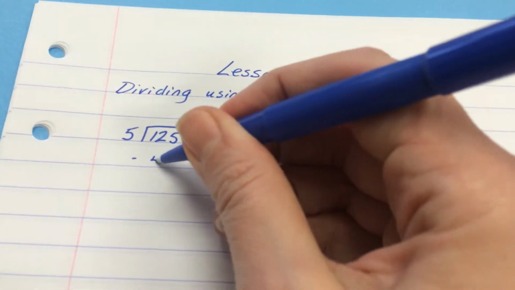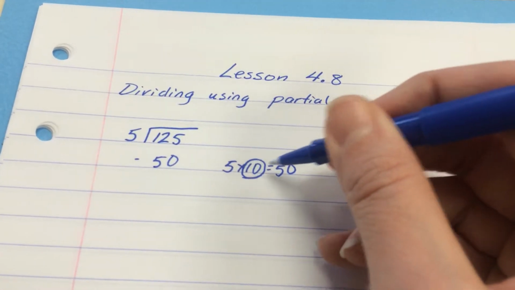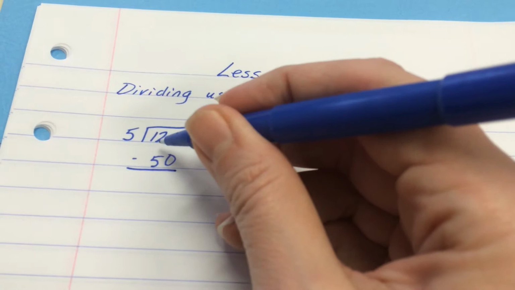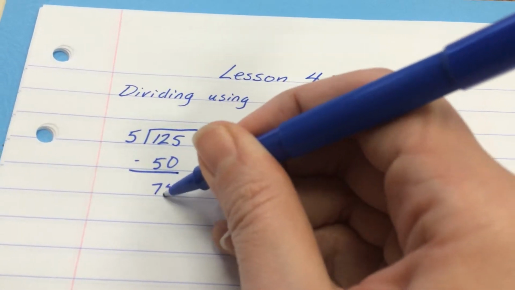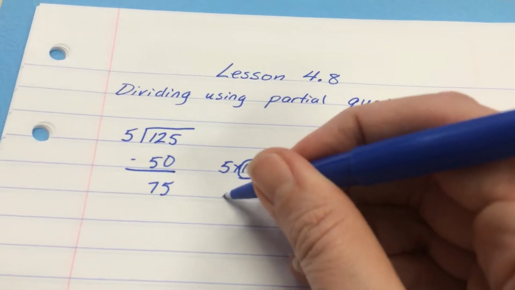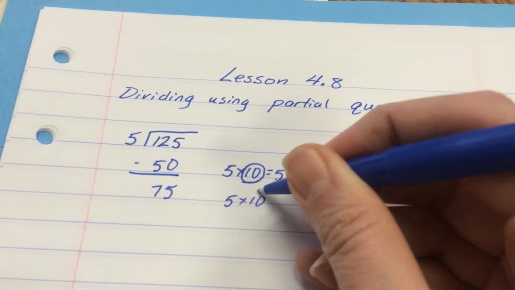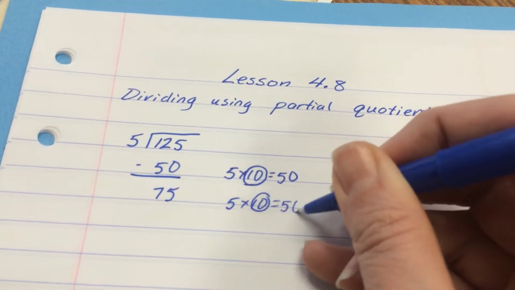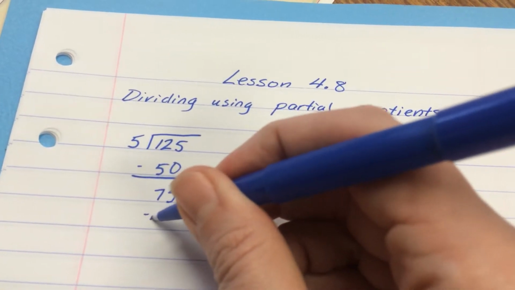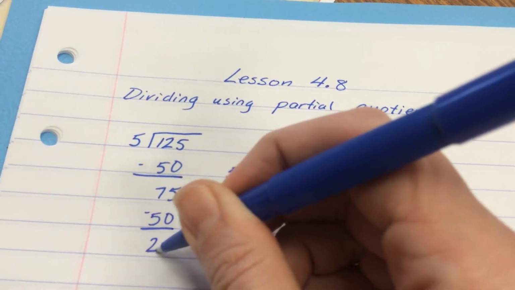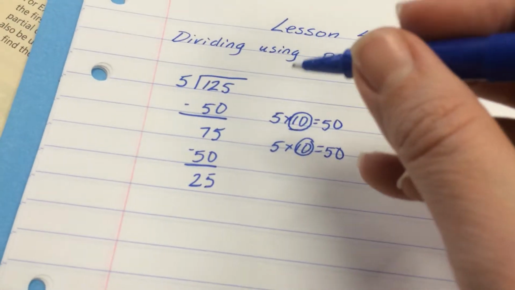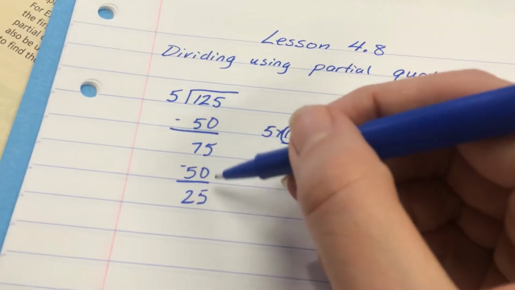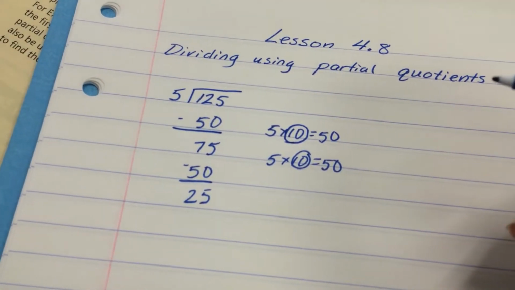Then I'm going to subtract 50 because that's the answer to 5 times 10. 125 minus 50 is 75. Looks like I can do it again. 5 times 10 has not changed, it's still 50. 75 minus 50 is 25. Of course, I cannot subtract 50 from 25, that just won't work.